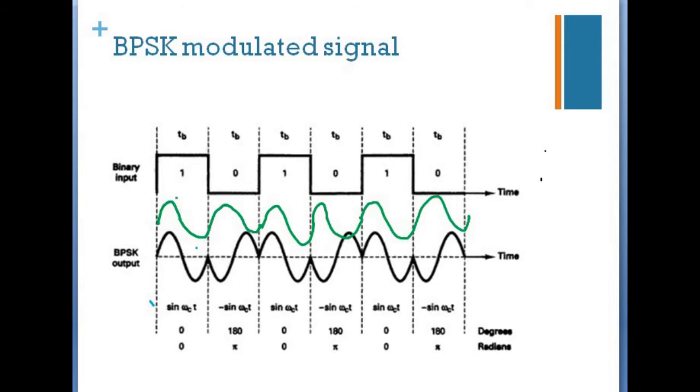Okay, so this is a carrier signal after modulation. If logic 1 is applied, there is no phase difference between the carrier and the modulated signal. But if logic 0 is applied, there is a phase difference. So this is a carrier signal and this is a modulated signal.